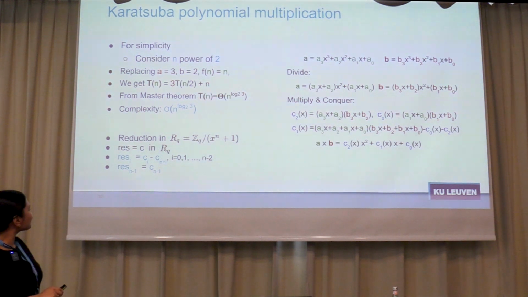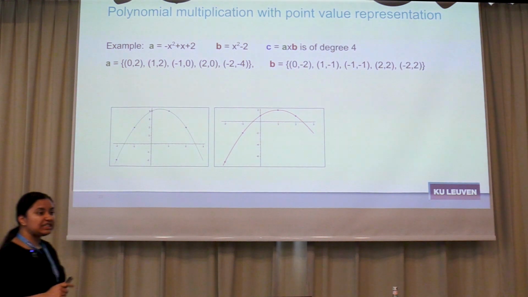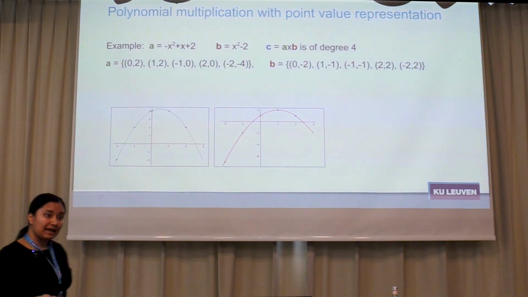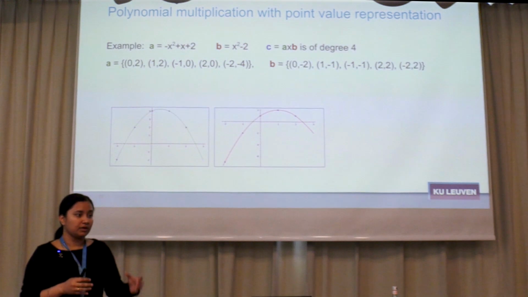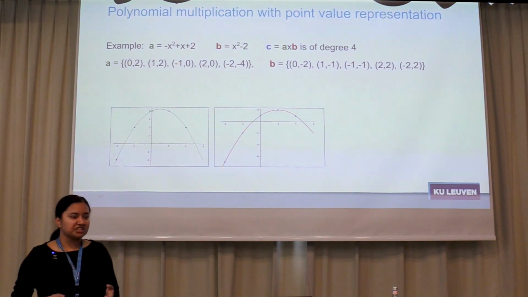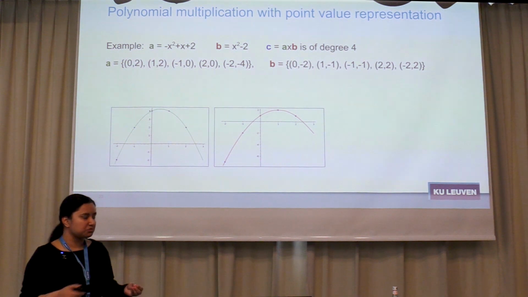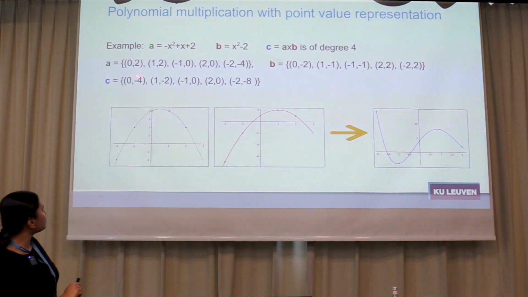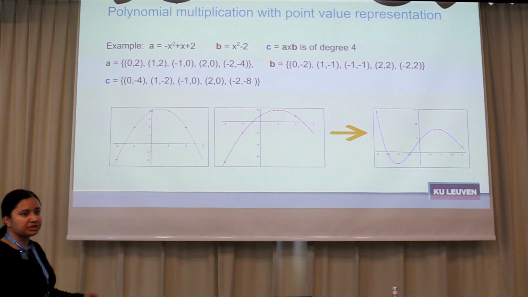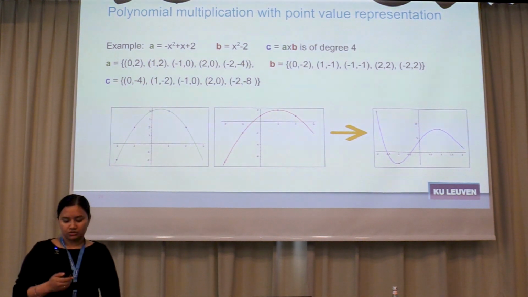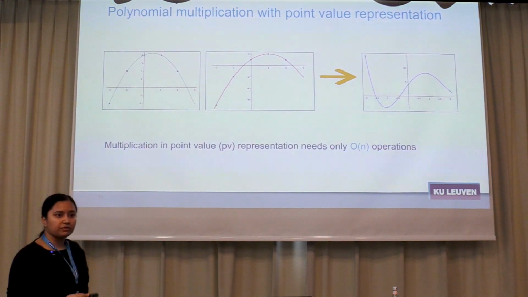For that, we need point value representation, because if we had point value representation of a curve, then we could do the multiplication in order of n time, right? We just have to do multiplication coefficient wise, and then we would get the new curve. It's very easy and very cheap, and its complexity is order of n.